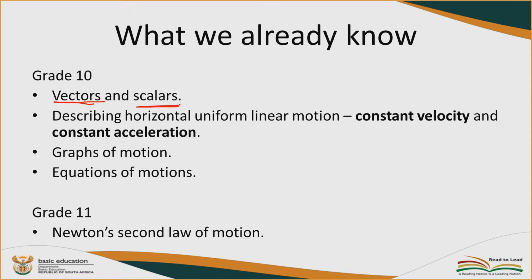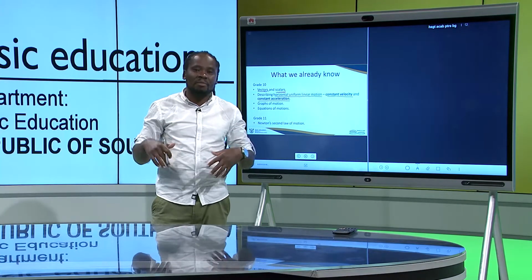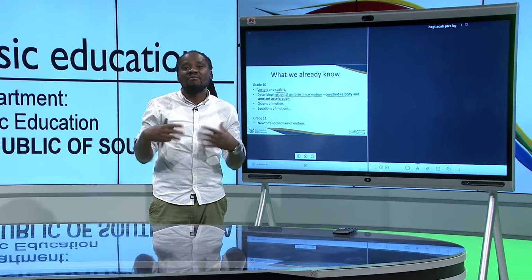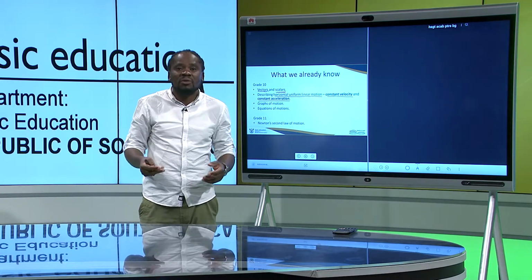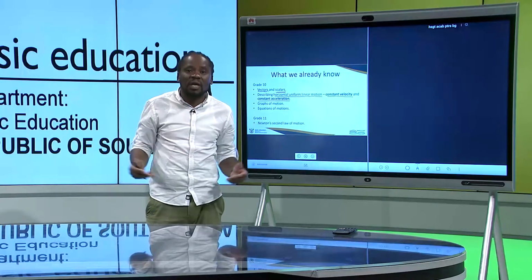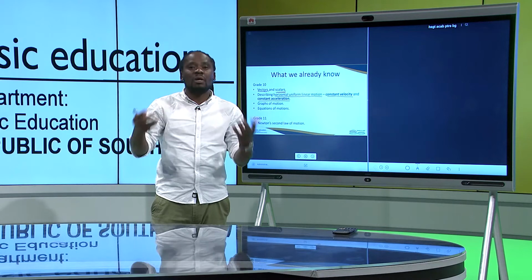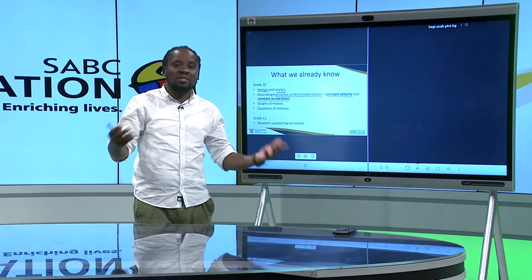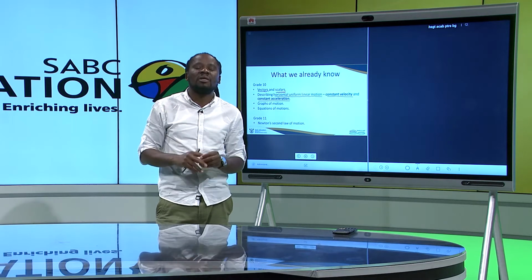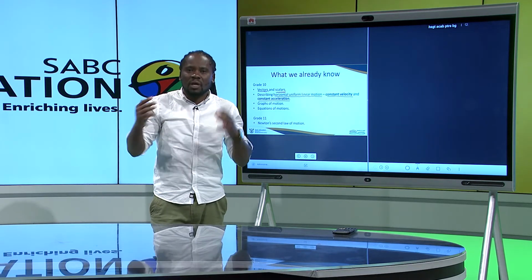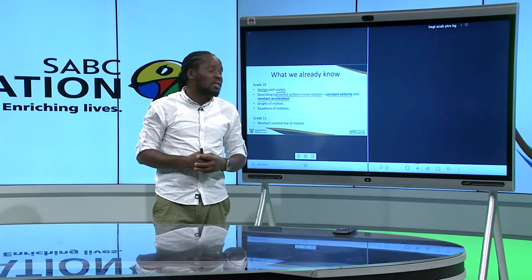And also in grade 10, we managed to describe horizontal uniform linear motion in terms of two very important types of motion, which is uniform motion in terms of constant velocity as well as constant acceleration. Now that says already, we need also to remind ourselves of the concepts that are involved in motion when we talk about position, in terms of where an object is in space relative to a point. And then we also talk about how position changes as the object is in motion. So in grade 10, our focus was purely on horizontal linear motion. But for today, our focus will only be on vertical motion, right?